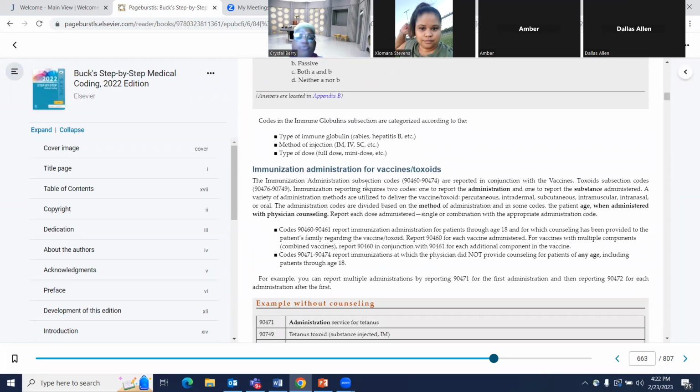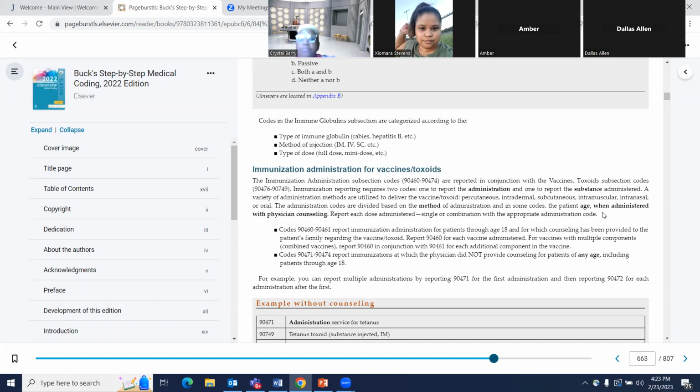The immunization administration subsection codes 90460 through 90474 are reported in conjunction with the vaccine toxoid subsection codes 90476 through 90749. Immunization reporting requires two codes. Remember this, immunization reporting requires two codes: one to report the administration, and one to report the substance administered.